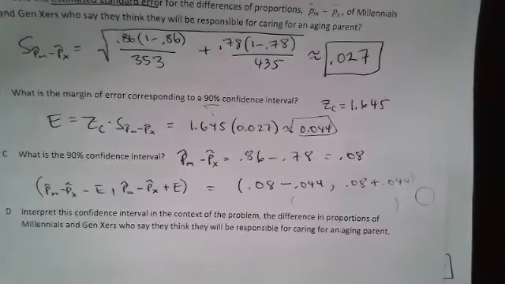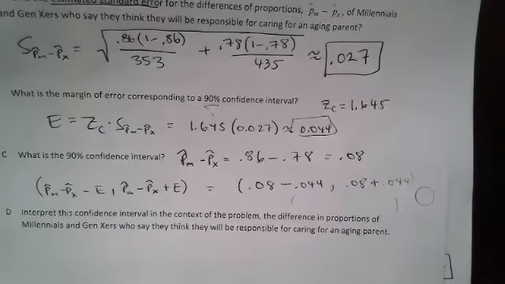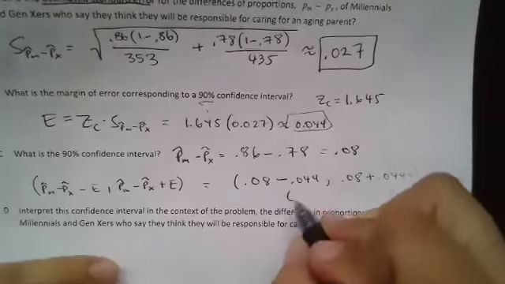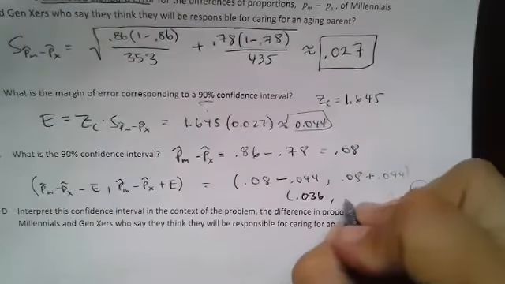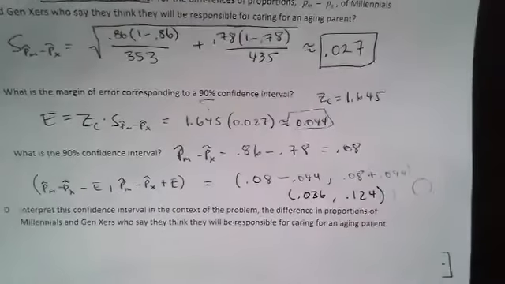So the error is 0.044, so that's 0.08 minus 0.044, and 0.08 plus 0.044. Wait a second, guys. Did you get 0.036, comma 0.124? Yes. I'm just going to write it down. Okay, I found a pen. So 0.036, comma 0.124.